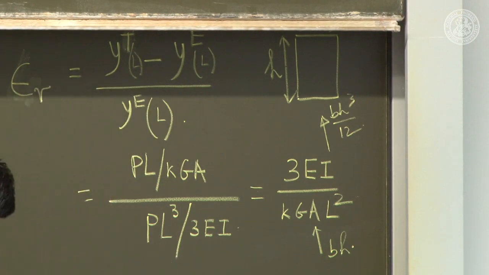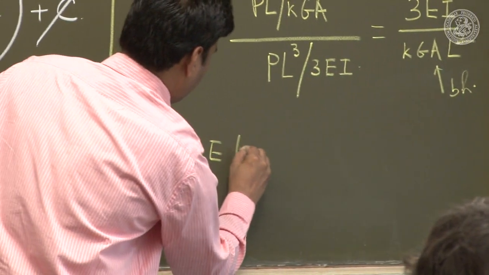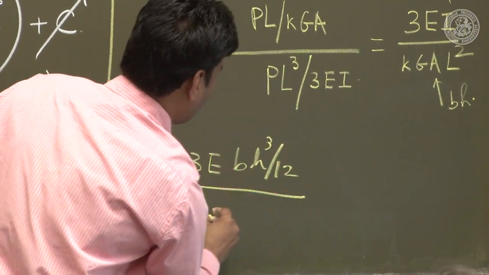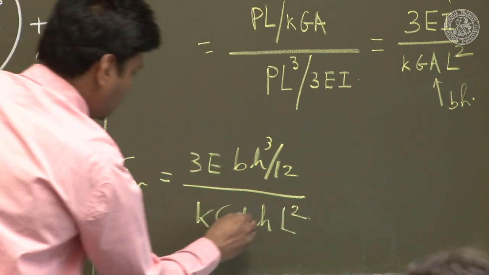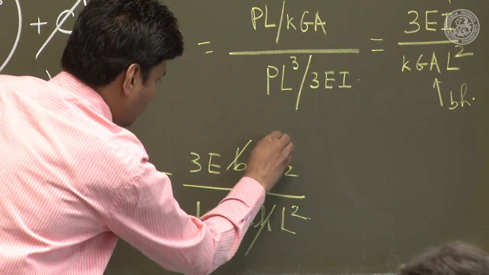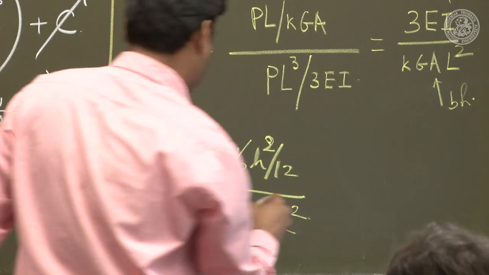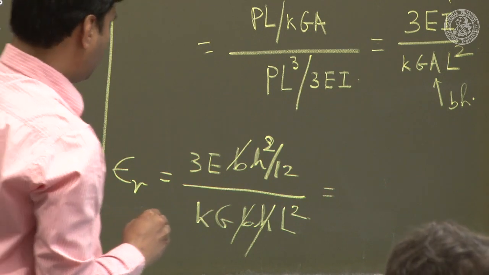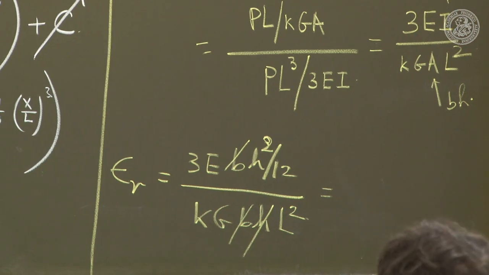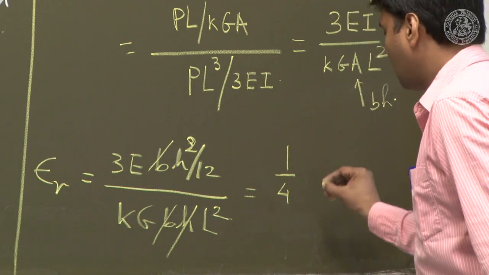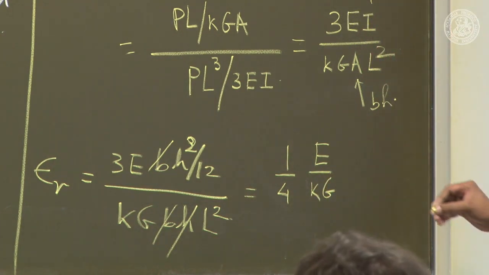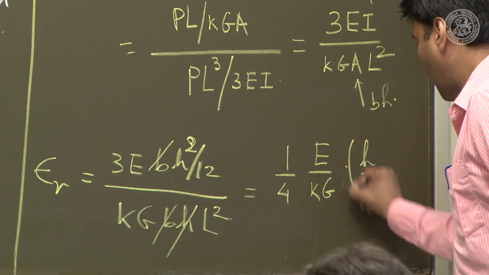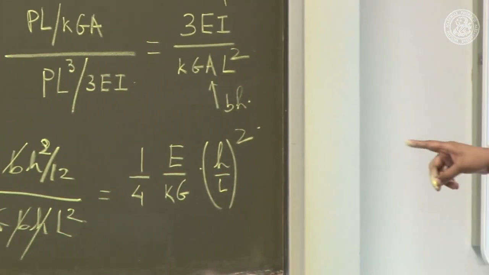So let's have a look at, again, your epsilon R. So that's equal to 3E bh cube over 12 divided by kG bh L square. You see this b goes away, this h goes away and it becomes square. So this is equal to one over four E by kG times h by L square. Okay, so that's very interesting. What is so interesting about this?